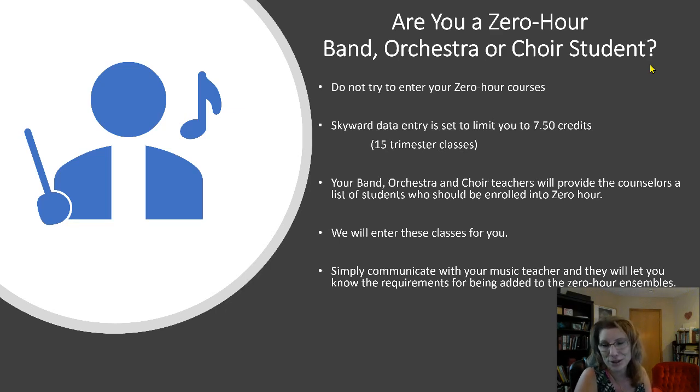Here's a good question. What if you are a 0 hour band, orchestra, or choir student? So you're taking your band, orchestra, or choir before school. Skyward is set up so that it will not let you put in more than 7.5 credits, so it won't let you put that 0 hour in. So what you do is you work directly with your band, orchestra, or choir teacher. And if you need 0 hour, you let them know. And then they just give counselors a nice clean little list and we'll data enter it for you.